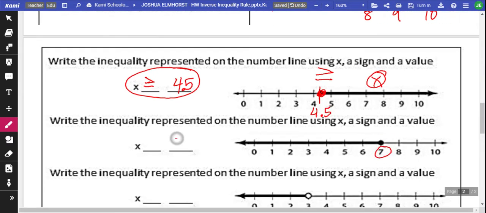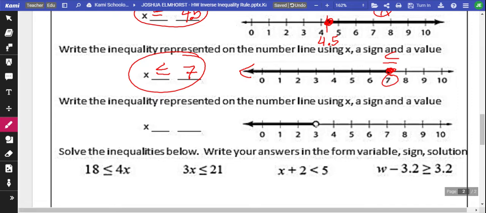So here's 7, and it's shaded, so it's equal to, and then it is going this way. So we got less than or equal to 7. We got 3 here, and it's not shaded, and it's only going to the right. So it's not equal.